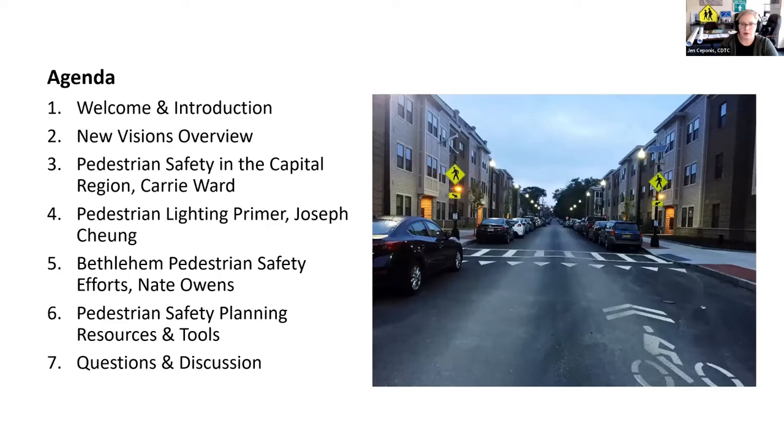So just a quick look at the agenda for today. We've done the welcome and introductions. I'll give a brief overview of CDTC's New Visions plan. I'll pass it to Carrie Ward, who will talk about pedestrian safety planning here at CDTC. Joseph Cheung will talk about the Federal Highways Pedestrian Lighting Primer, and then Nate Owens will talk about Bethlehem's pedestrian safety efforts. We'll do a brief overview of safety planning resources and tools available to communities here in the region, and then open it up for questions and discussion.